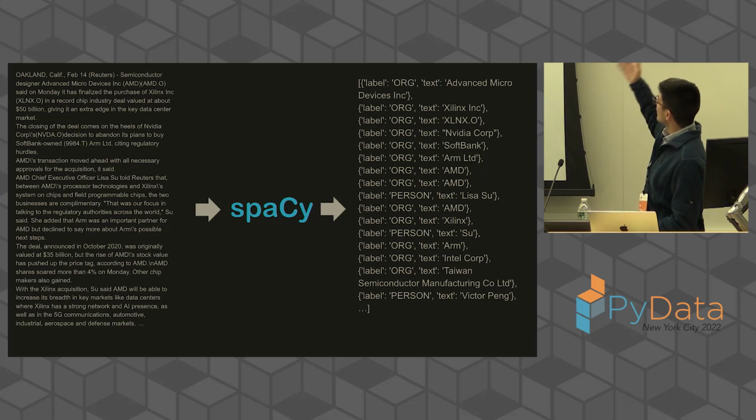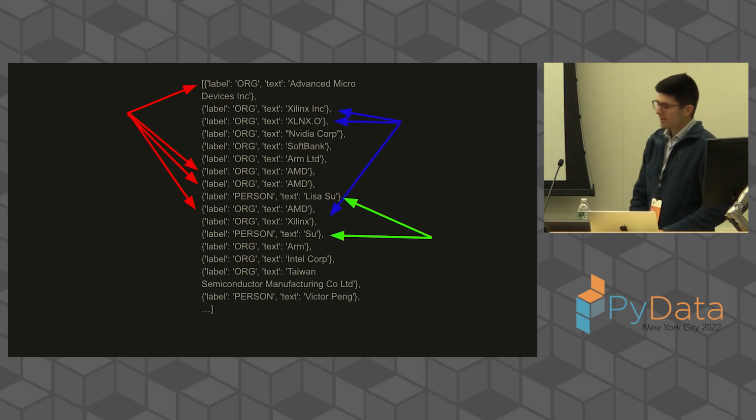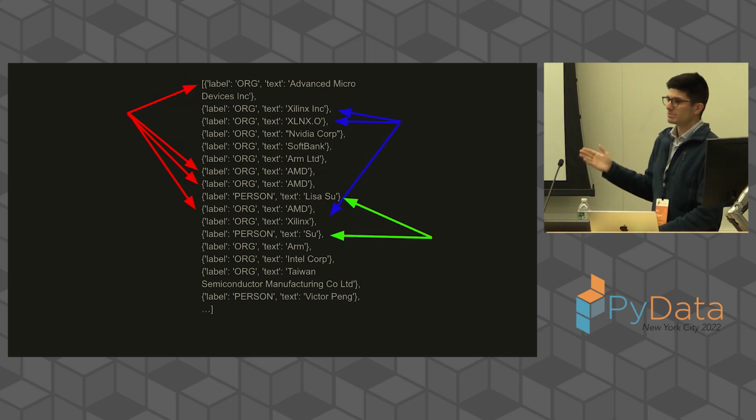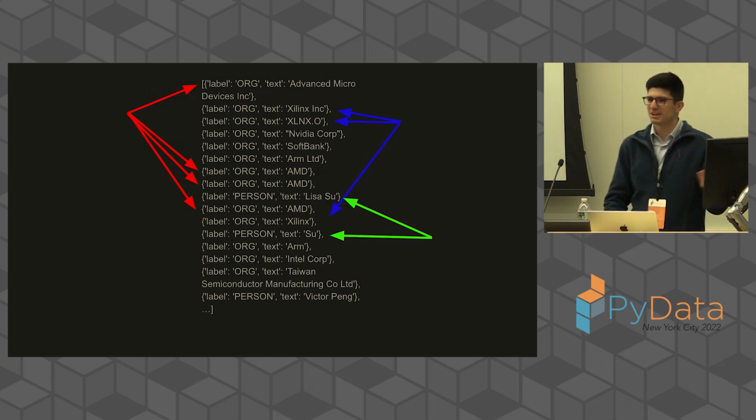So you can see the first one, Advanced Micro Devices, it thinks it's an organization. A bit further down, Lisa Su, it thinks it's a person. And immediately there are a few problems with this. First of all, you can see several entities are duplicated. AMD is listed a few times, under different names, AMD and Advanced Micro Devices. Lisa Su is referenced by her full name, and then later on by just her last name. The company that's being acquired, Xilinx, is referenced by Xilinx Incorporated, Xilinx, and this odd stock ticker format that I'm not sure what the .O means.